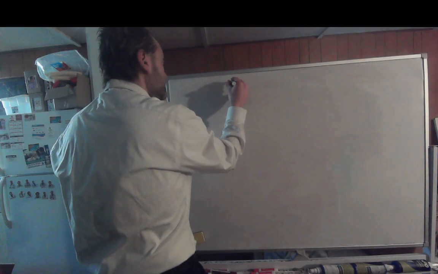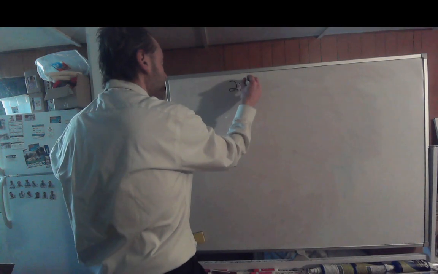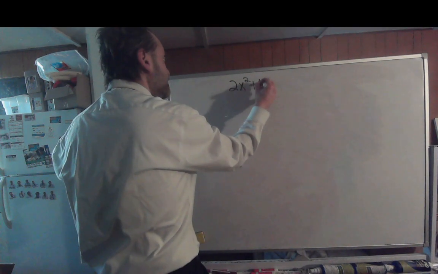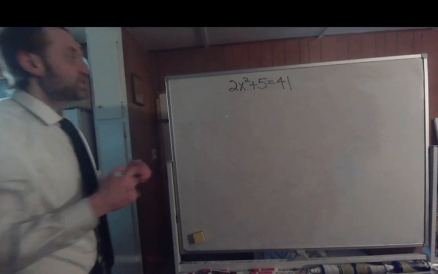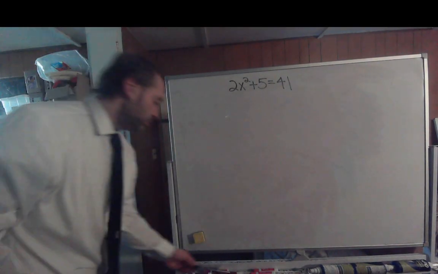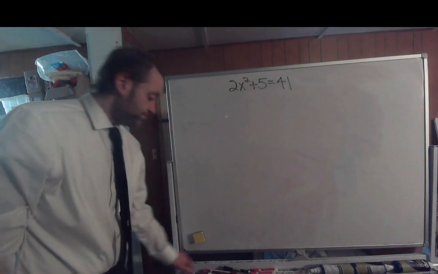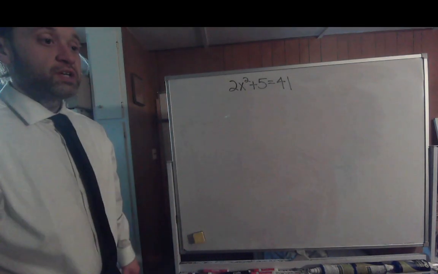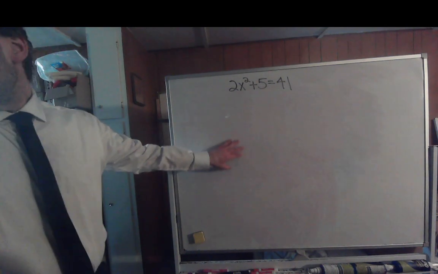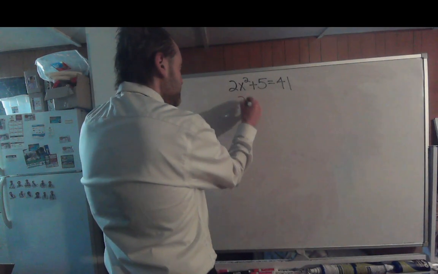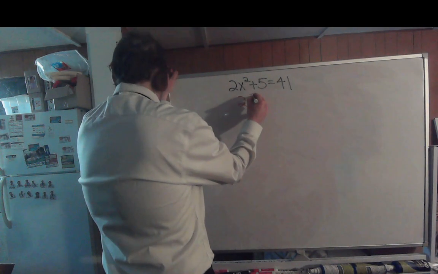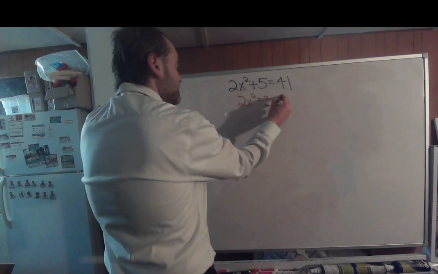All right, let's see. We have 2x squared plus 5 equals 41. Well, first thing you want to do is get the 2x squared by itself. So subtract 5 from both sides. You'll end up getting 2x squared is equal to 36.